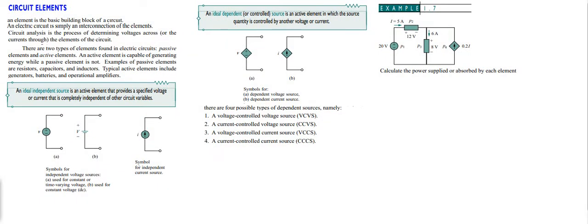Okay, to continue our discussion, let's discuss circuit elements. An element is the basic building block of a circuit. An electric circuit is simply an interconnection of elements. Circuit analysis is the process of determining the voltage across or the current through the elements of the circuit.